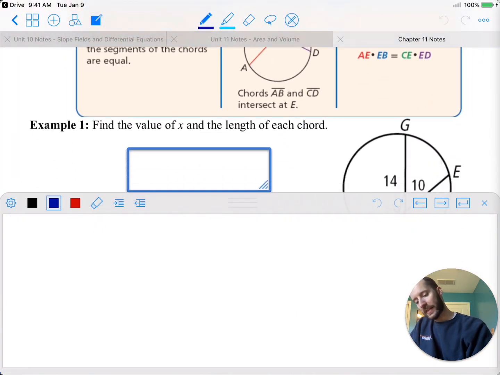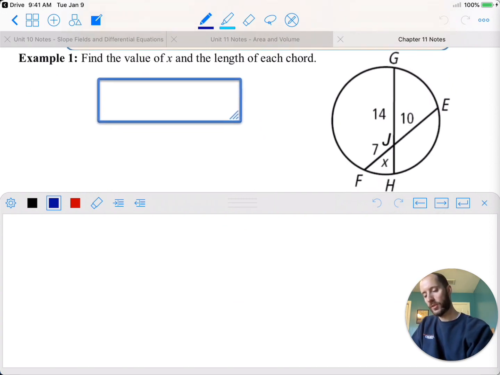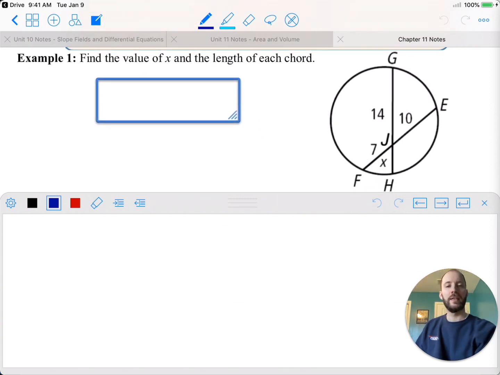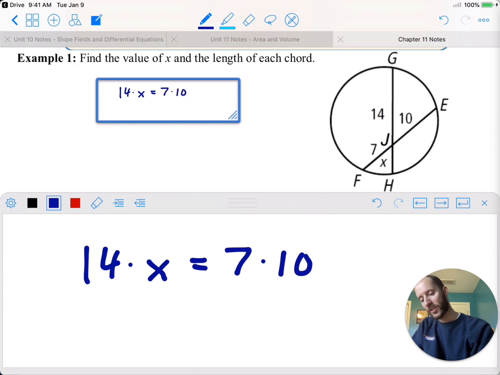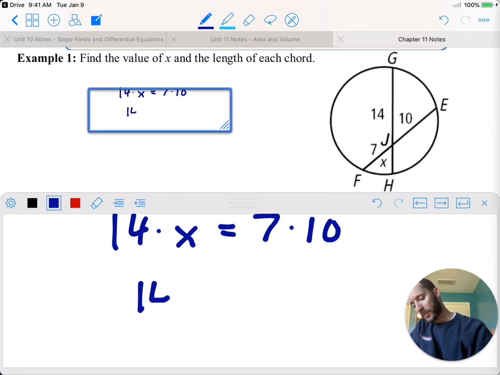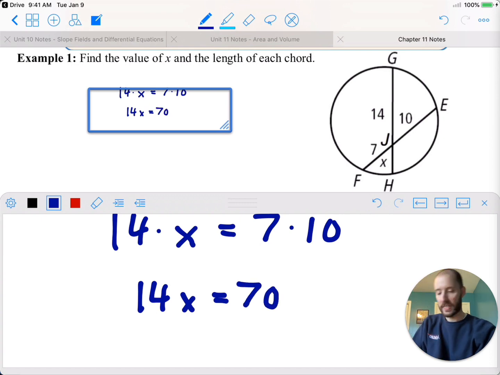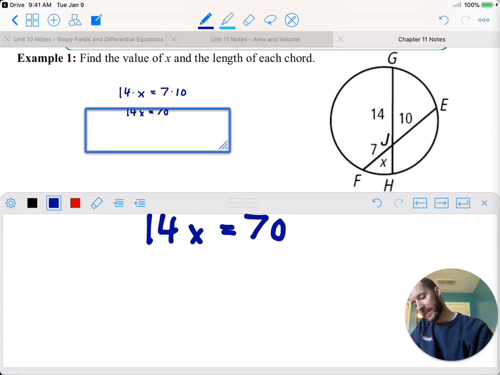So we're going to look at example 1 here. Two chords intersecting, so the parts multiplied equal each other. So 14 times x, the parts of chord GH, equal 7 times 10, the parts of FE. So multiplied together, 14x equals 70. Divide by 14, x equals 5.